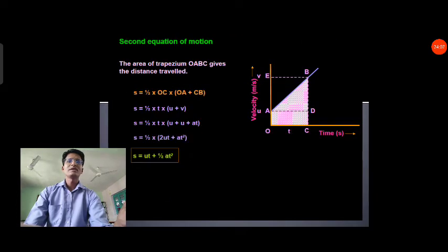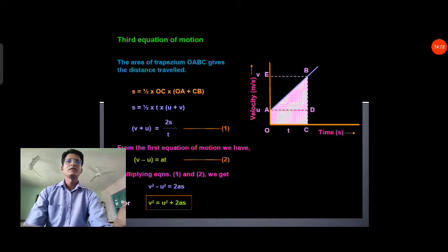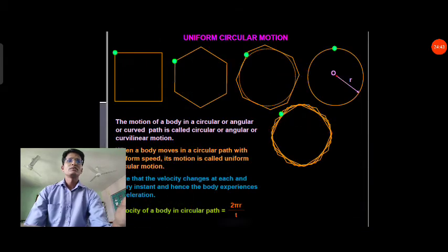Now the second, in the same way. The trapezium OABC gives the distance travelled. So here s equals 1 by 2 t into (u plus v), and directly you will get s equals ut plus 1 by 2 at square. And the third equation is s equals 1 by 2 t into (u plus v). Here, by using the first equation of motion, we will get v square equals u square plus 2as. So this is about the graphical method.